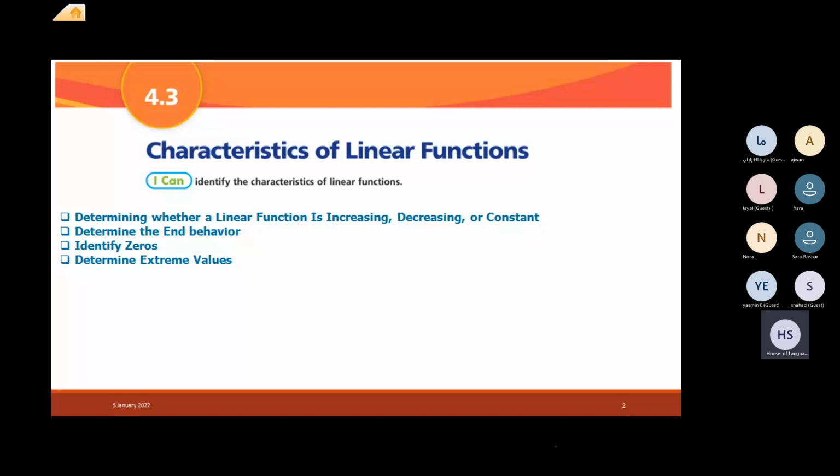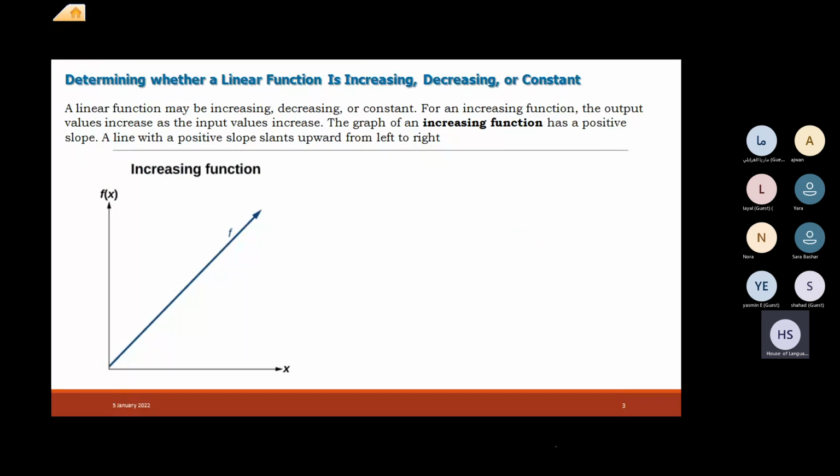Now, let's continue our lesson module for lesson one. We talked about the linear functions, and we said that the linear functions have a lot of characteristics. One of them, I want to determine if it's increasing, decreasing, or constant. I want to determine the end behavior. I want to identify the zeros and determine the extreme values, that means the minimum and the maximum value. These will be the characteristics of the linear functions. We said that it could be increasing, decreasing, or constant.